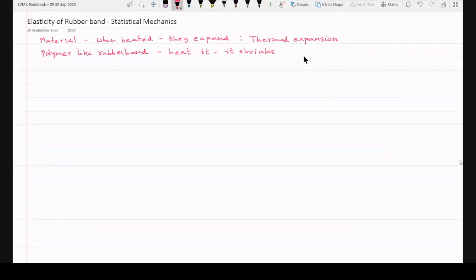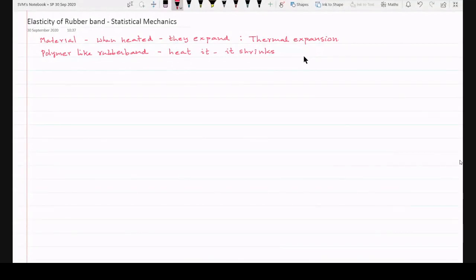Some experience which you might have had is that if you take a water bottle and somehow increase the temperature of the air inside it, you can see that the bottle gets crumpled. The water bottle getting crumpled because of the hot air inside is one such example where there's shrinking when we heat it. This is in contrast to thermal expansion. Here you have thermal shrinking.